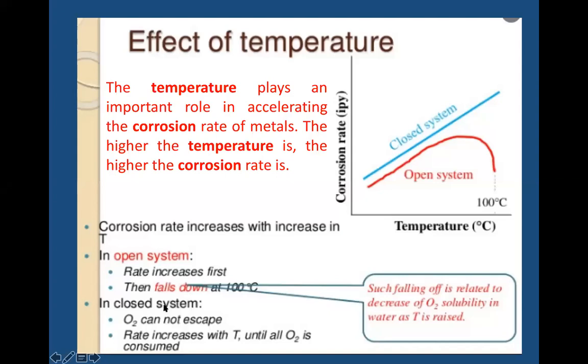In the closed system, oxygen cannot escape, and the rate increases with temperature until all the O2 is consumed. As this is a closed system, the oxygen cannot go outside, and that's why your corrosion rate will increase. So this is the effect of temperature on the corrosion rate. These are all about pipeline flow corrosivity, and we have already discussed almost 6-7 parameters that can influence the corrosion rate of the pipeline flow.